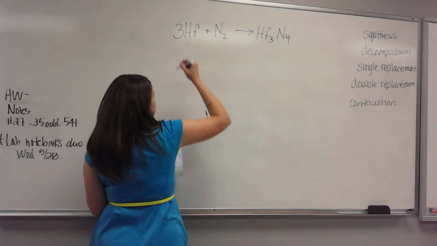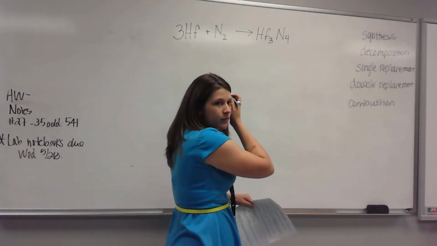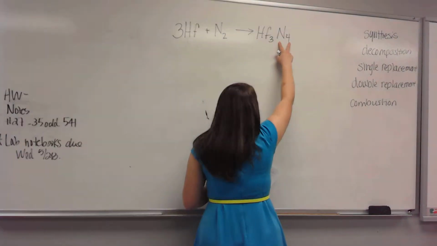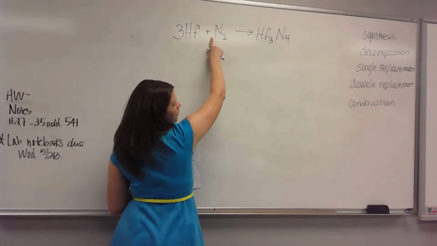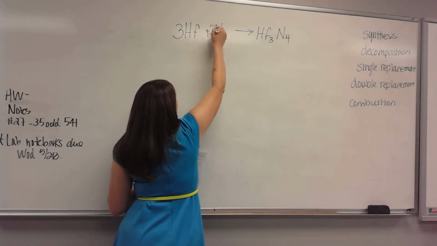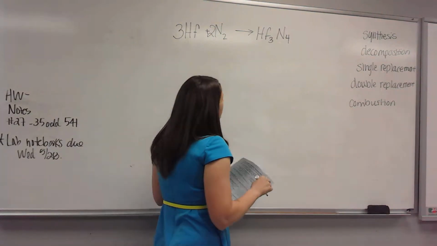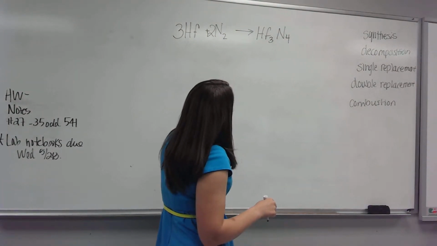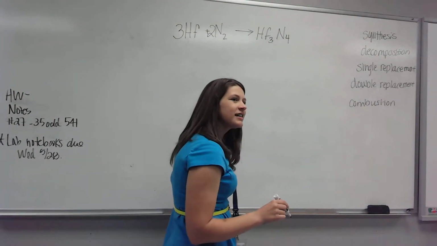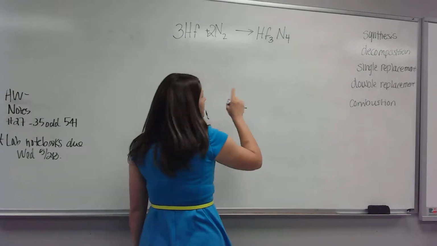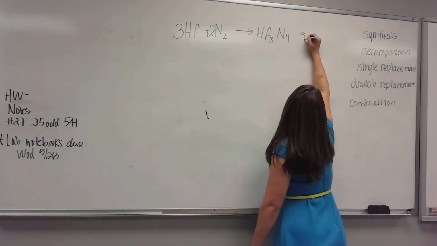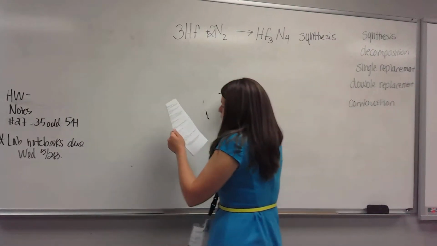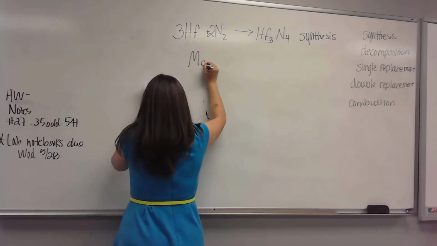And remember, when you're balancing, you're just writing those big numbers out in front. And then I have 4 N's over here, and I have 2 N's over here. So what number in front makes that 4? 2, because I multiplied 2 times 2 to get 4. 2. Good job, Jack. What type of reaction is this? Synthesis. 2 things combined to make one thing. This is synthesis. Alright, next problem.